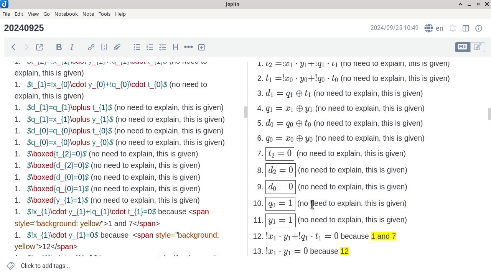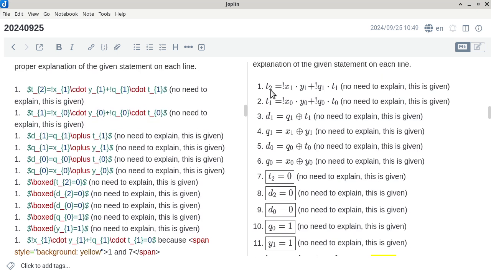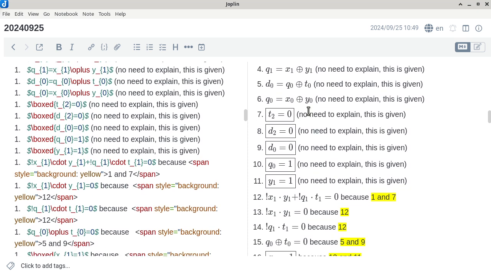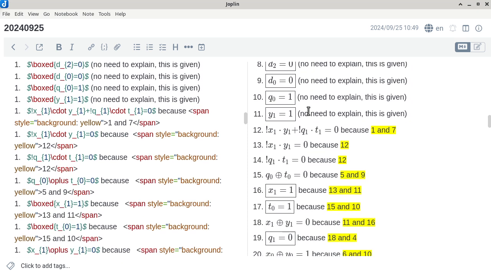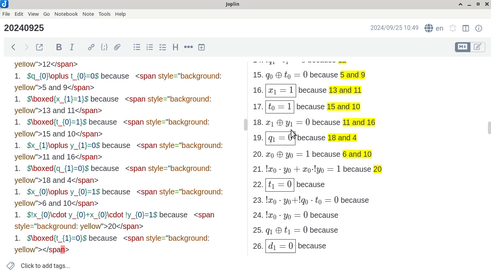So I'm going to put the answer down first, which is based on line 1 and line 19, okay, 1 and 19. I will put the answer down and then we'll talk about it. All right, so let's try to figure out why I can make that conclusion that T1 has to be 0 just because of line 1 and line 19.